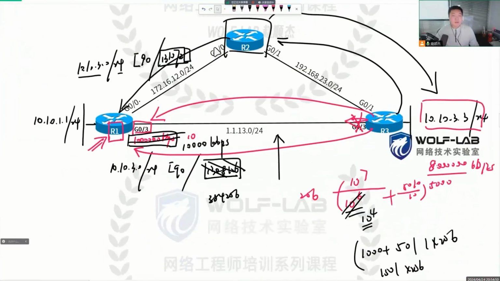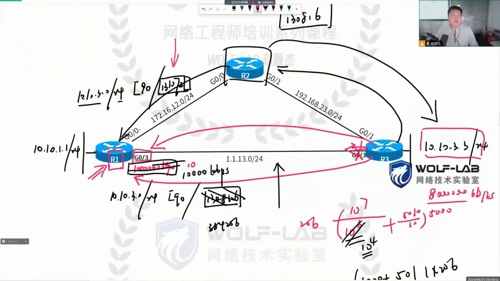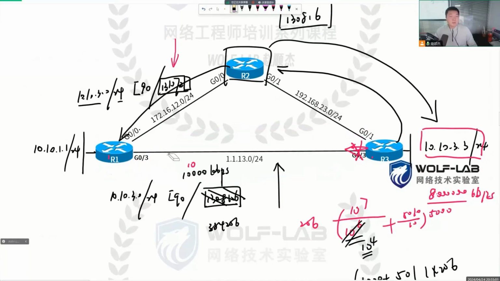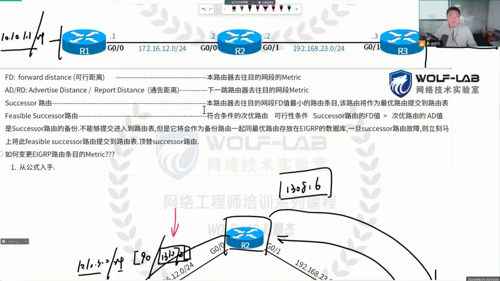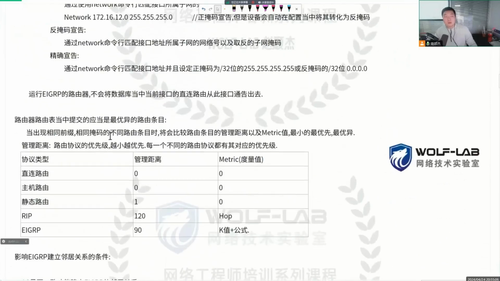It will switch back. Definitely, the best route is submitted to the routing table, comparing FD, the smallest. But if just the successor route goes down, we need to be able to switch to the feasible successor route quickly, okay? It can certainly switch back.